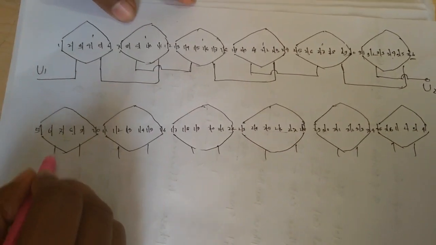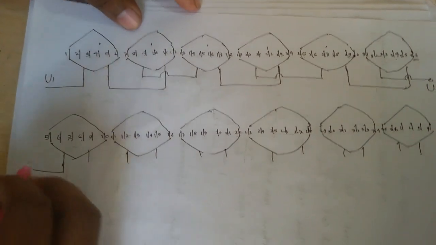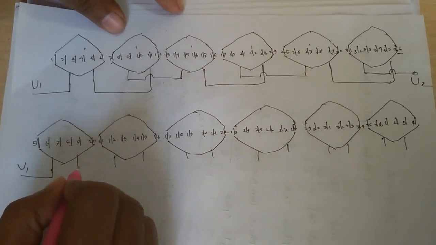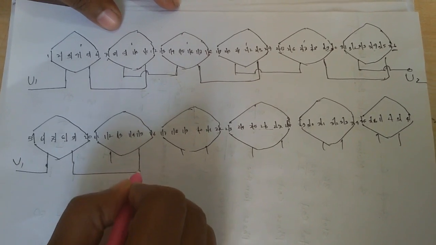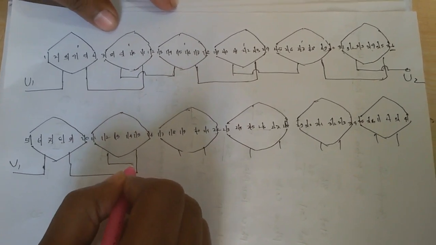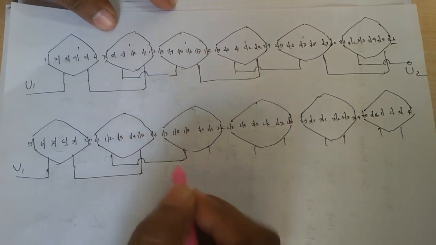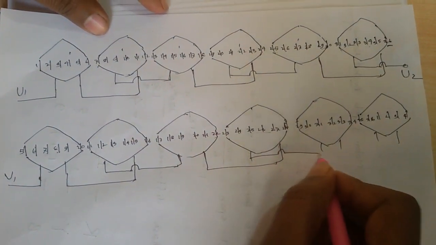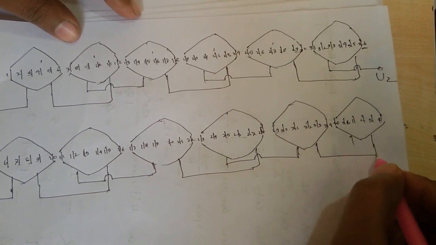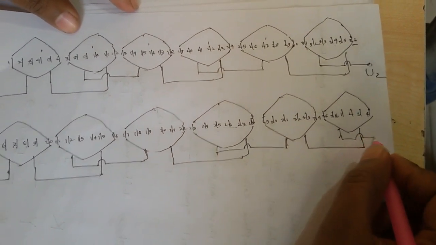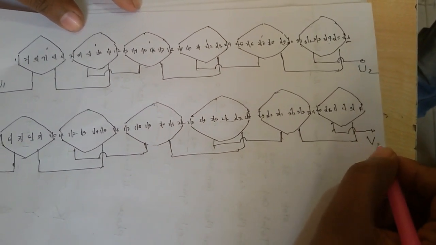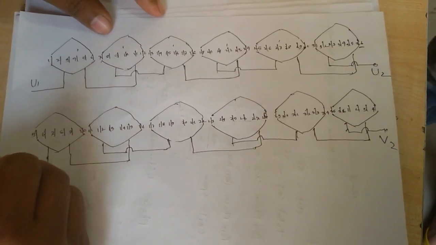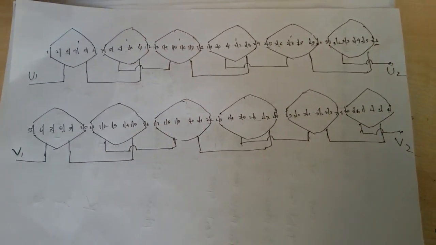Now connect this same type, first terminal is V1, then this finish terminal connect to this finish, start to start, this finish to last coil finish, start, and this coil to connect here. Now this is terminal V2, this is V1 and V2.